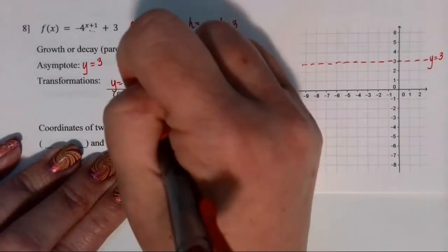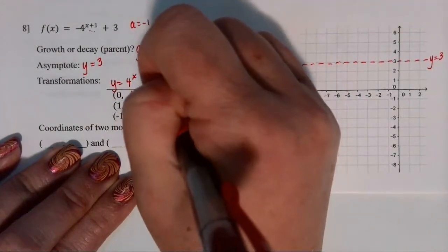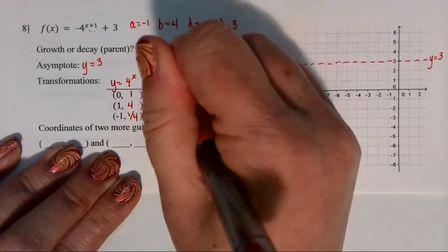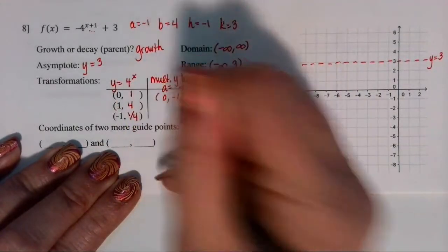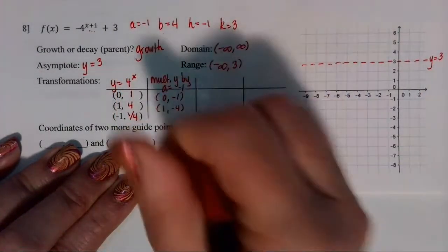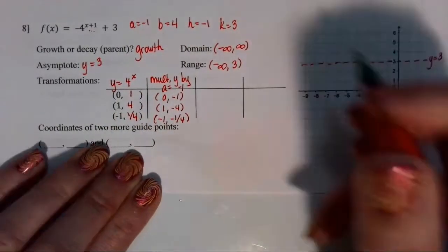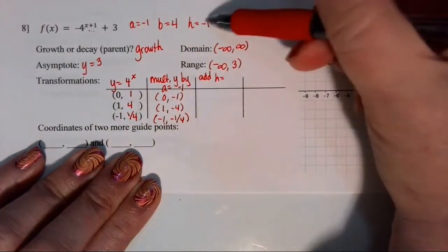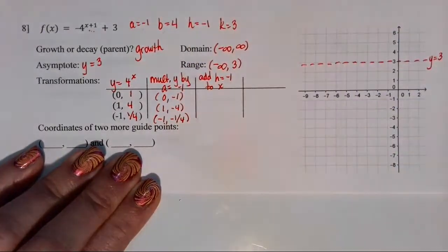Okay, first we're going to multiply the y value by the a value, and our a here is -1 because of the reflection. So we have the point (0, -1), then (1, -4), and (-1, -1/4).